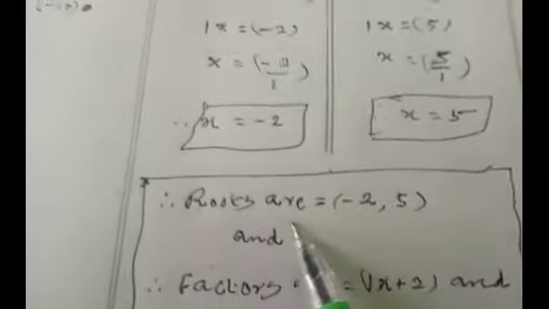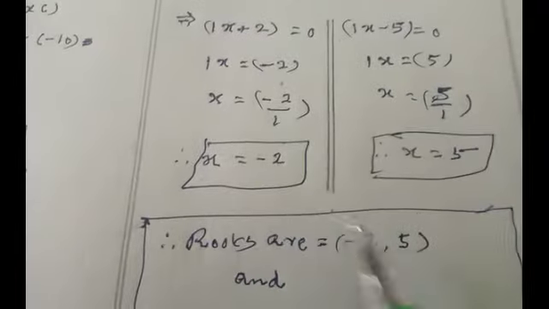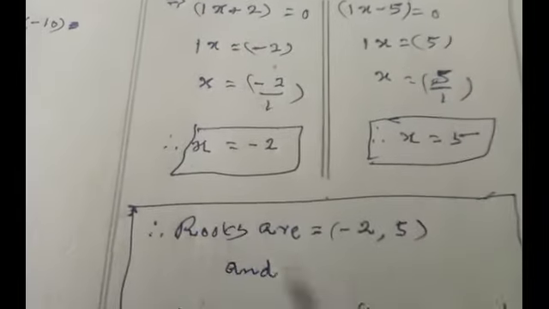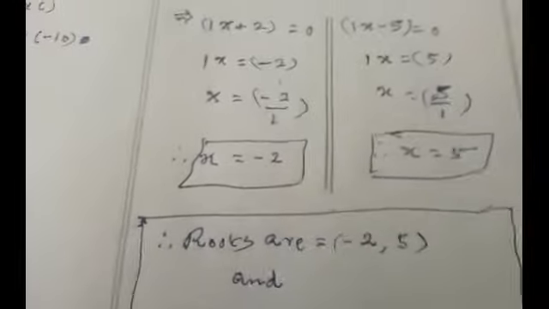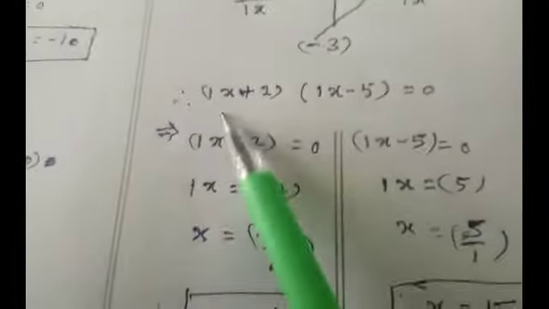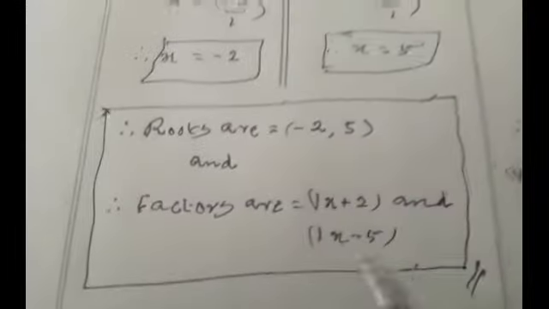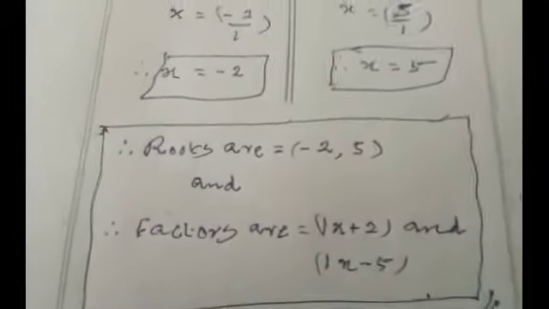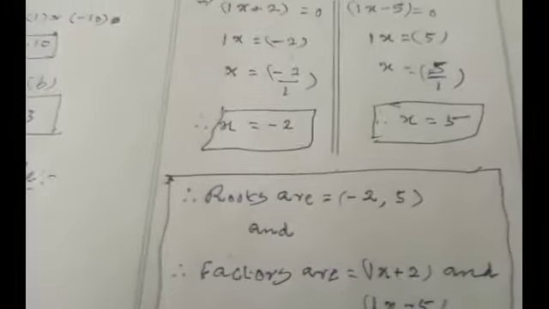Now we have to write the result. Roots means the value of x. So minus 2 and 5 are the roots of the given quadratic equation. Factors means we have to write 1x plus 2 and 1x minus 5. So these are the factors. This is how we have to do it.